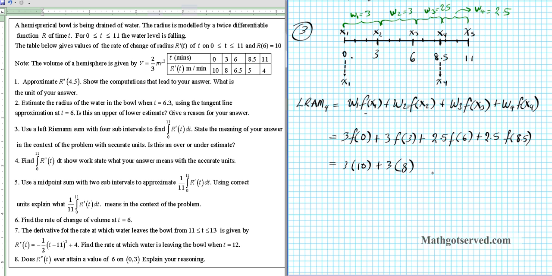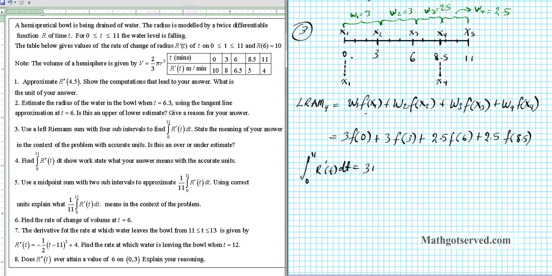Let me make a real quick adjustment right here. You notice that in this problem, we are approximating the integral. I should have written this, but I neglected to. So the integral from 0 to 11 of r prime of t dt. I was using f; in this case, f is r prime of t.